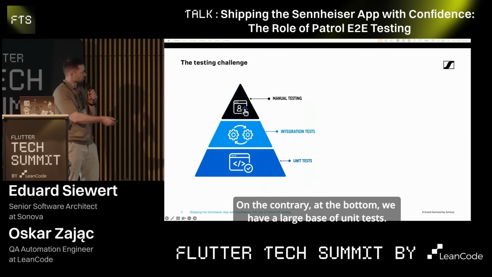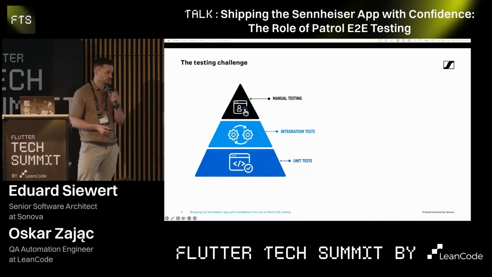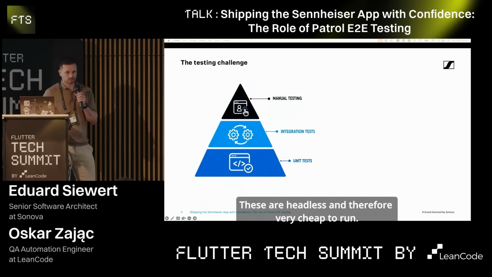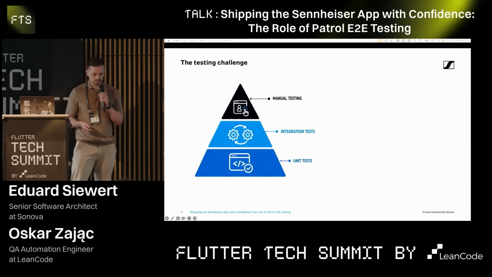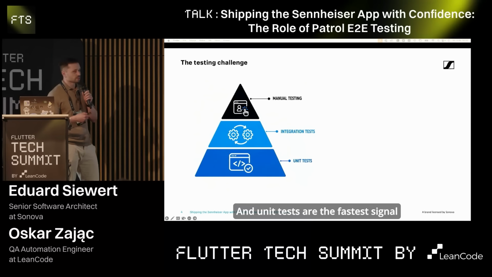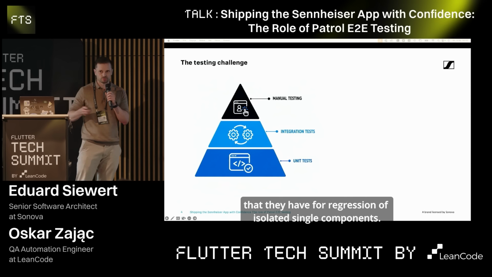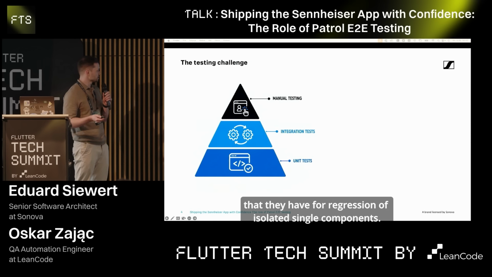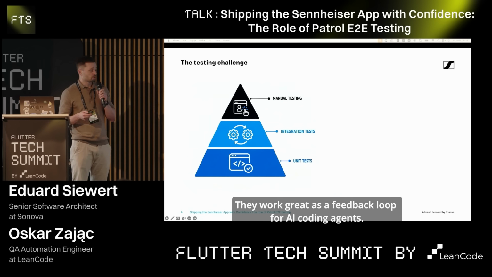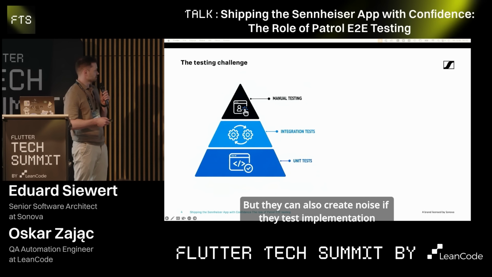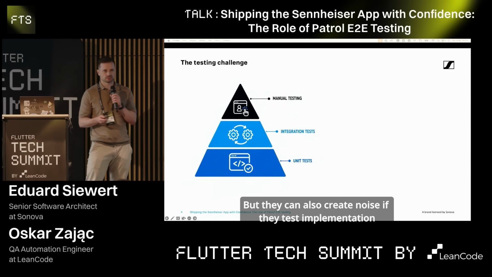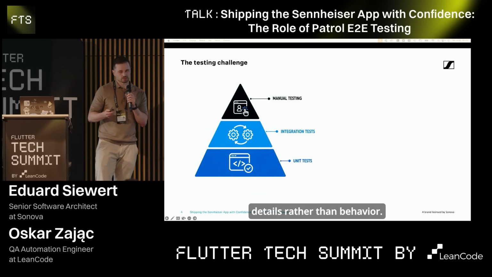On the contrary, at the bottom, we have a large base of unit tests. These are headless and therefore very cheap to run. So usually we run them on every pull request. And unit tests are the fastest signal that we have for regression of isolated single components. They work great as a feedback loop for AI coding agents, but they can also create noise if they test implementation details rather than behavior.